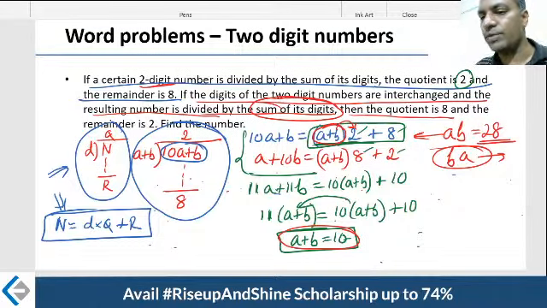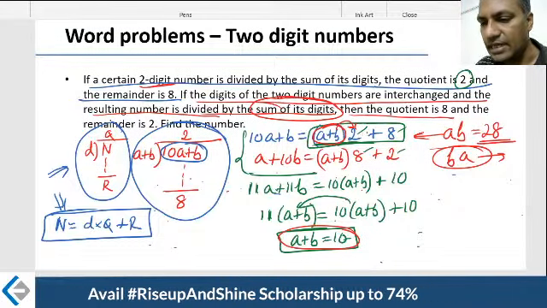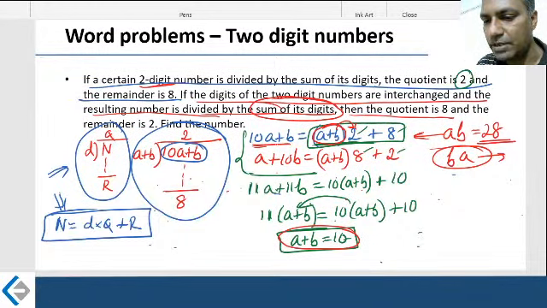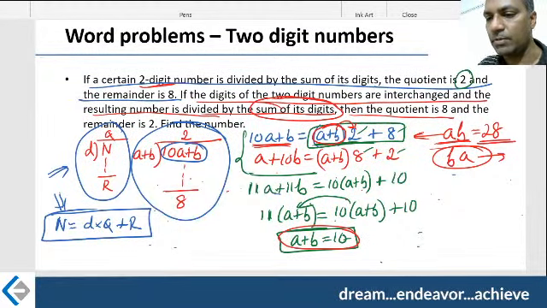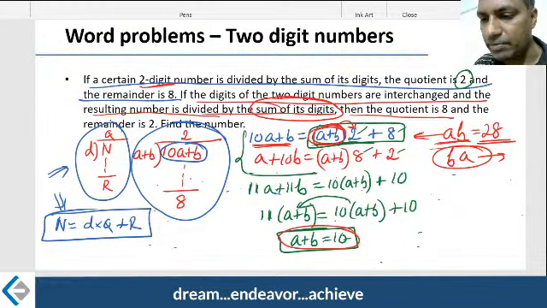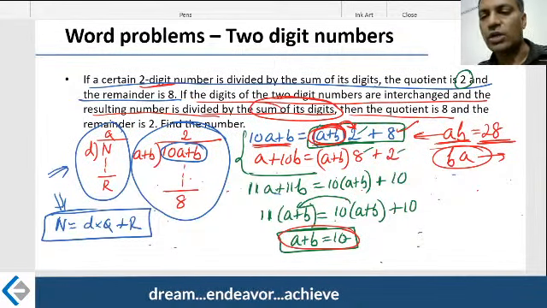Therefore, the answer is going to be 28, because A plus B is 10. The number is 10A plus B, nothing but AB. AB is nothing but the number. Therefore, 10 times of A plus B is how much? 10 times of 2 is how much? 20. 20 plus 8, 28.